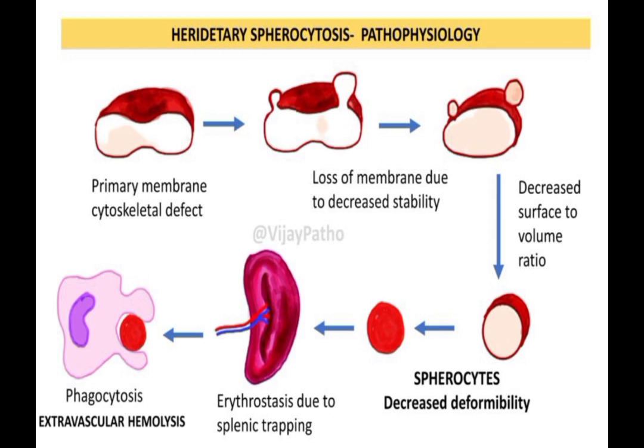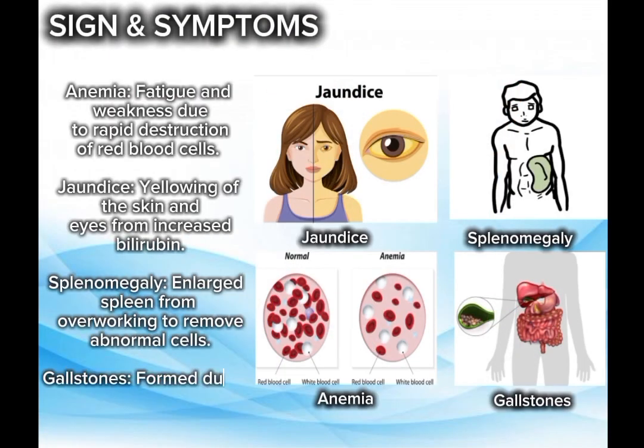Spherocytes have a decreased surface to volume ratio and decreased deformability, impairing oxygen delivery to tissue and contributing to anemia. Additionally, spherocytes become trapped and sequestered in the spleen's microcirculation, further exacerbating anemia. Signs and symptoms.